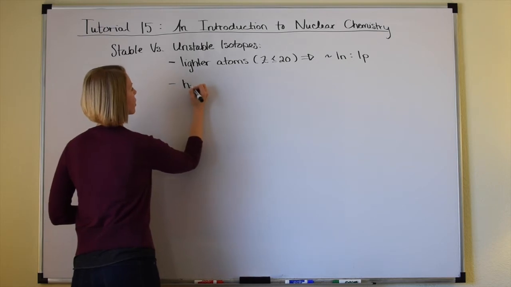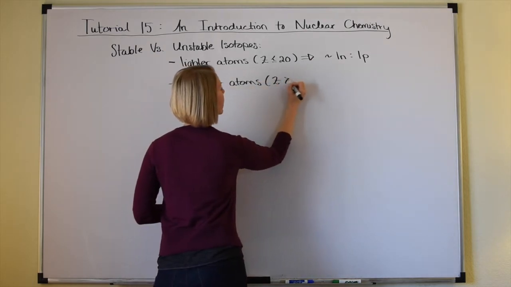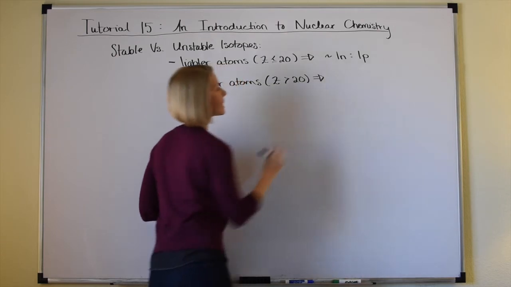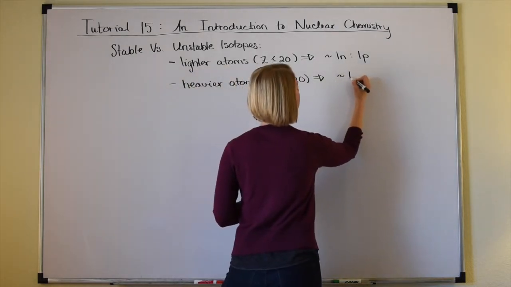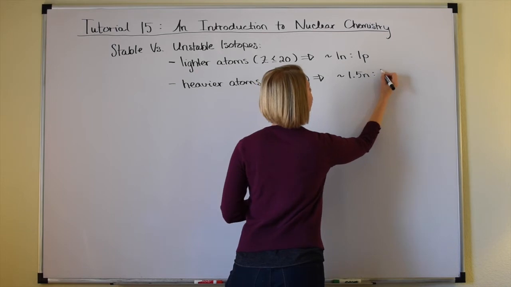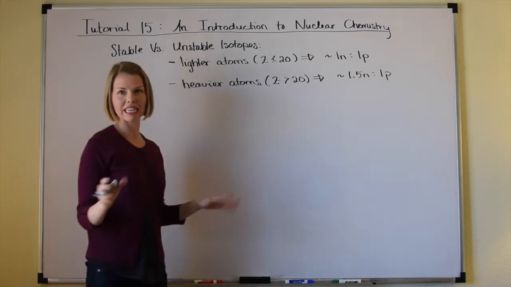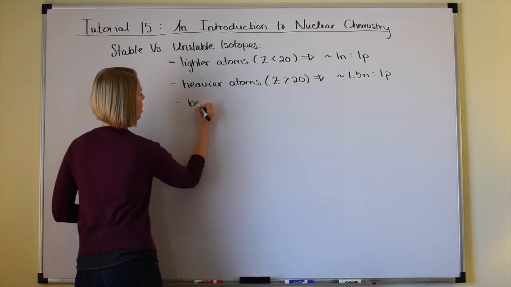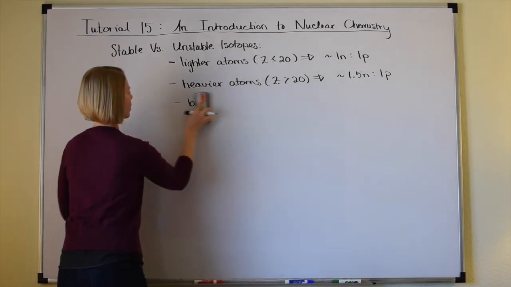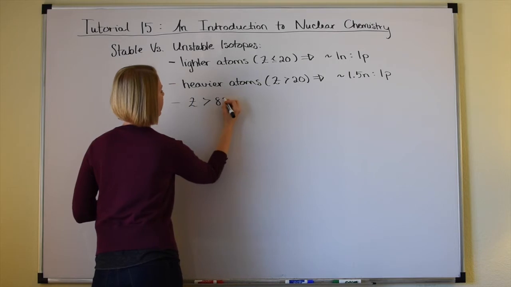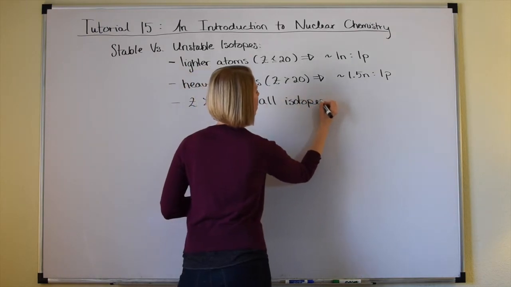As the atoms get heavier, atomic number greater than 20, it takes more neutrons to maintain a stable nucleus. And that relationship approaches about 1.5 to 1. And beyond atomic number 83, everything is radioactive. So I'll write beyond Z. I'll write Z greater than 83. That makes more sense. Z greater than 83, all isotopes are radioactive.